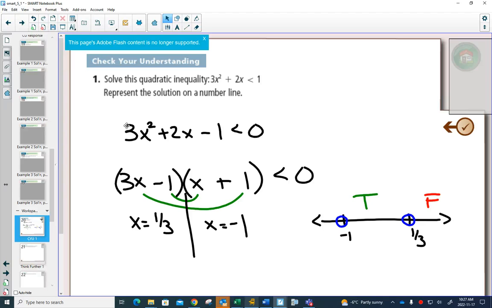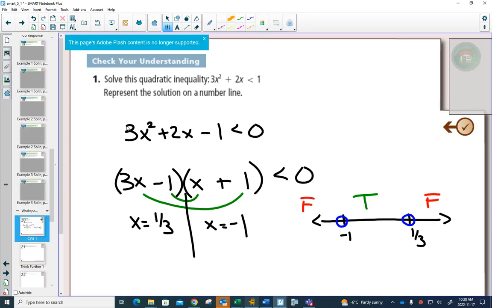A number less than -1, -2. -2 squared is 4. 4 times 3 would be 12. This will be -4. 12 minus 4 is 8. Minus another 1 is 7. Is 7 less than 0? No. It is false.